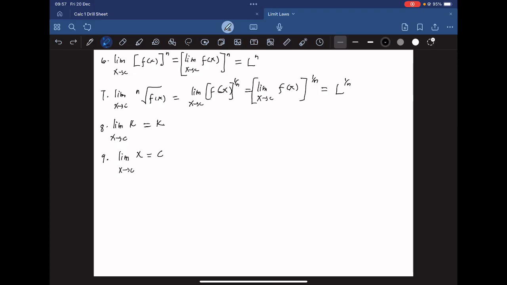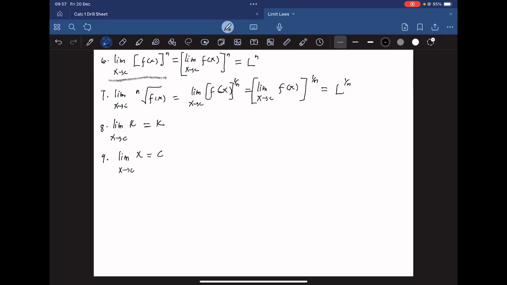Property 6 is where we have the power rule. So for the power rule, over here we have the limit as x approaches c of f of x to the power of n, and this is equal to, so in that case we bring the n outside as an exponent, and write the limit of the function. Now the limit is L, so we have L to the power of n.